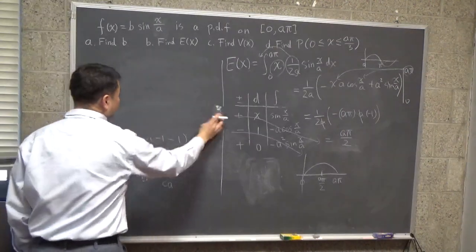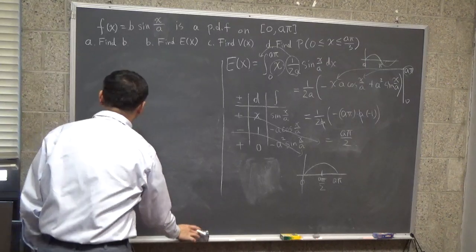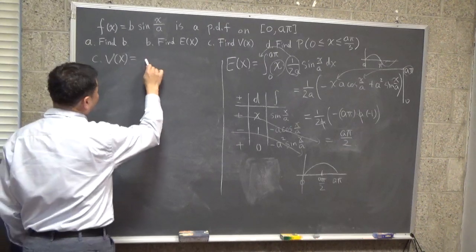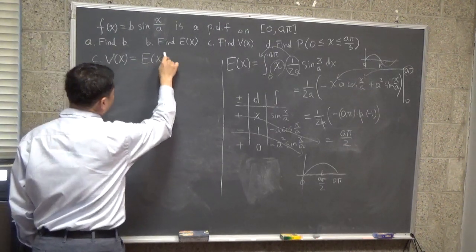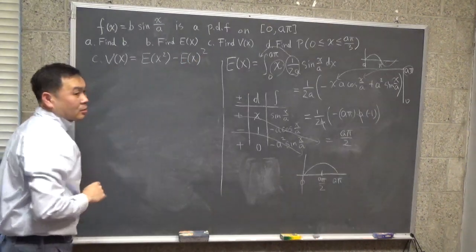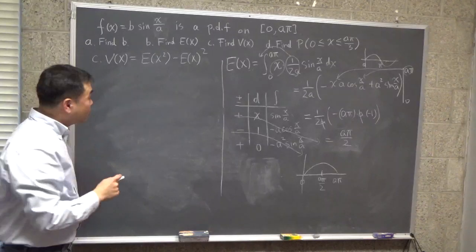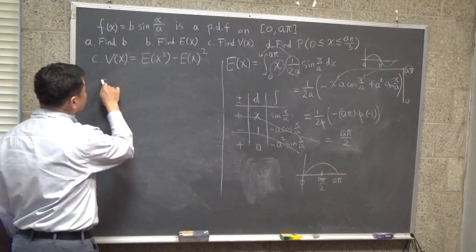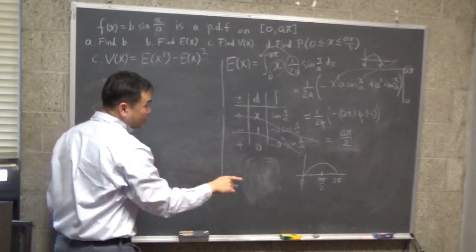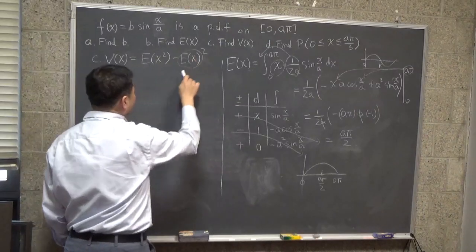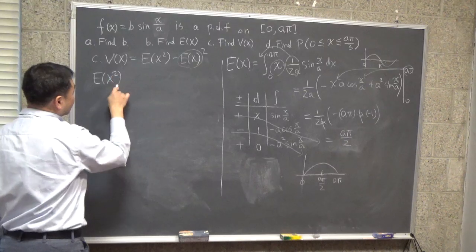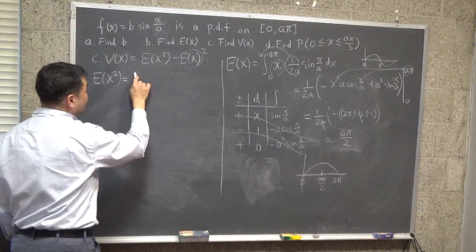Okay, now part C is asking us to find the variance, and to find the variance you must make use of the formula E of X squared minus E of X entire thing squared. This is the formula for the variance, and since we already know E of X is a pi over 2, this part is something that we already know. So that means we first have to calculate E of X squared. Let's see how that's done.